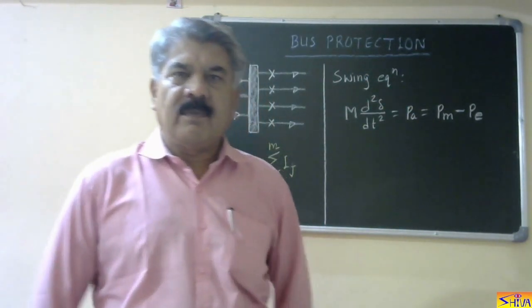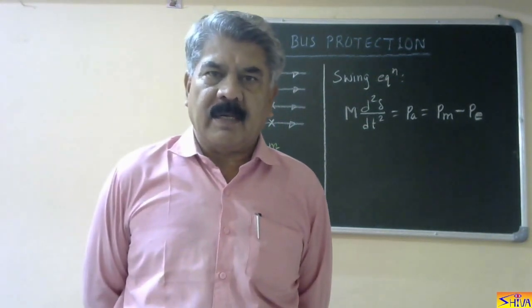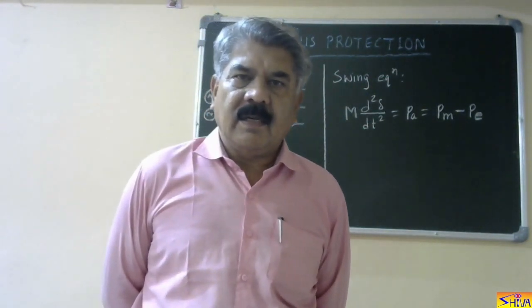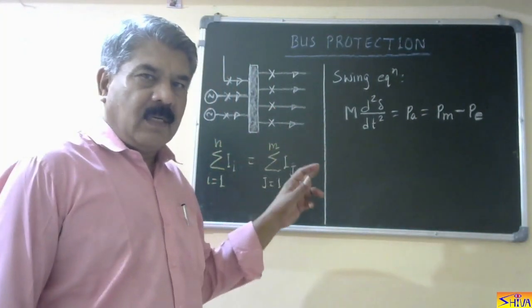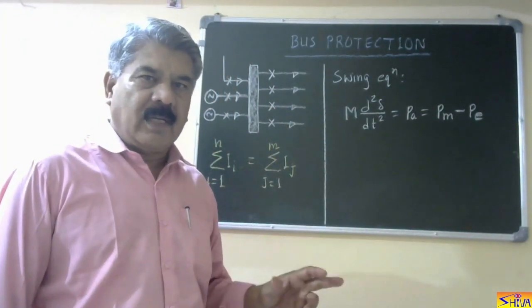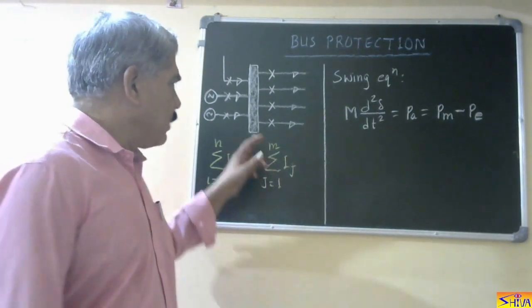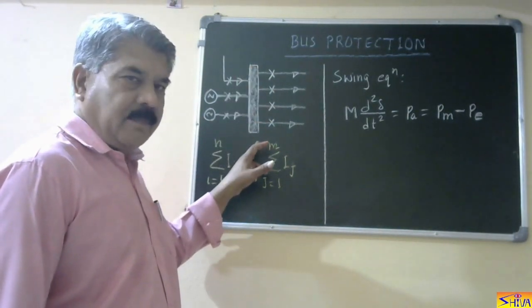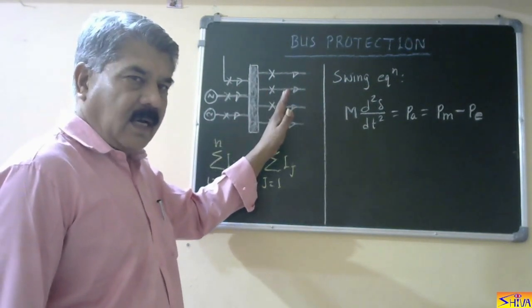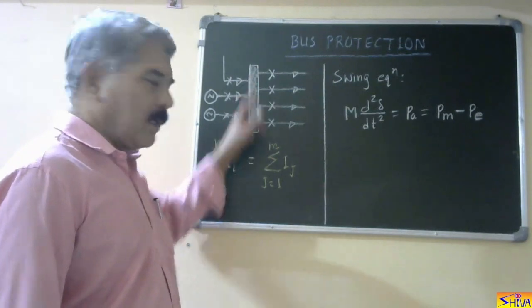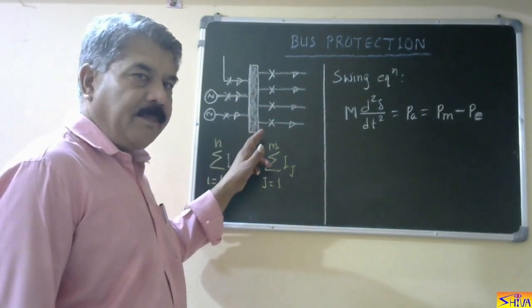First let us see what is this bus or bus bar. The definition is, it is a node in the form of a metal strip to which all the incoming and outgoing lines are connected. So here you can see it is a metal strip that is a node. To this all the incoming and outgoing lines are connected. So this is bus bar, or simply bus.